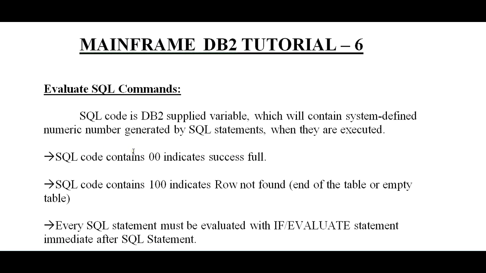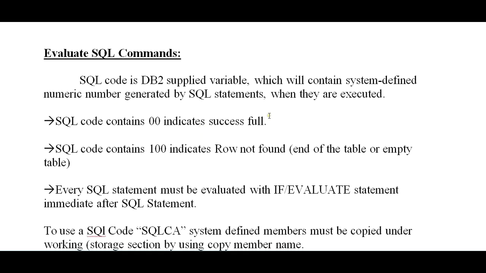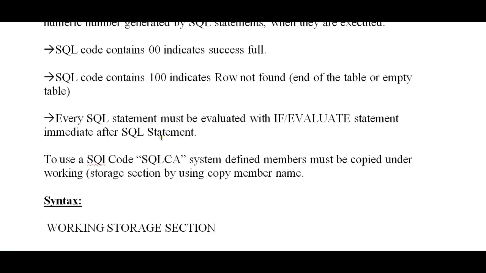SQLCODE is a DB2-supplied variable which contains a system-defined numeric number that is generated by SQL statements when they are executed. The possible return codes are 00, 100, or it might be many. Today I would like to focus on these two return codes. When SQLCODE returns 00, it indicates a successful transaction. If it is 100, it indicates row not found, or the end of the table, or an empty table.